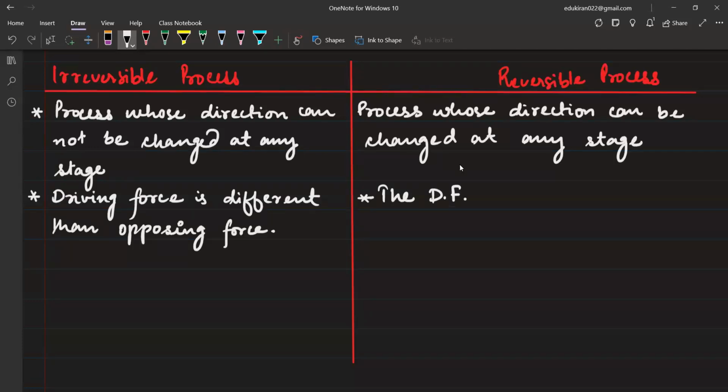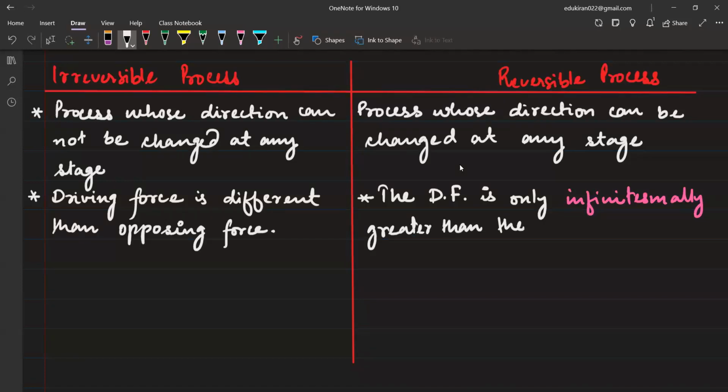See here, the driving force, I will write D.F., you will understand from the previous point, the driving force is only infinitesimally greater than the opposing force. And all of you understood the second point, yes or no? Please tell me. Yes, sir.